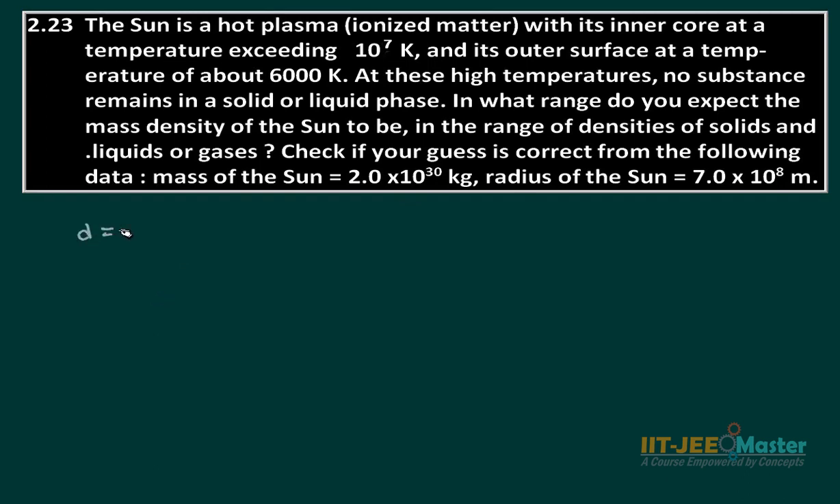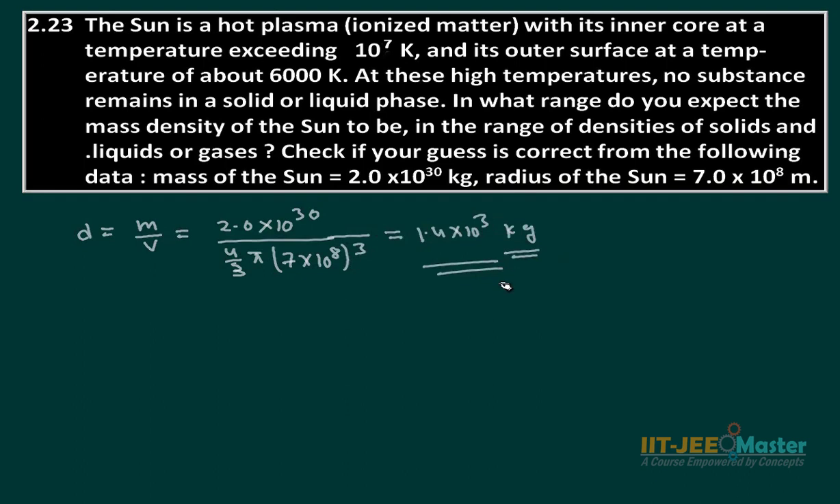So let us calculate the density. Density is mass by volume. Mass of the Sun is given as 2.0 × 10^30 kg divided by volume, which is 4/3 π × (7 × 10^8)^3, that is r cubed. The answer will be about 1.4 × 10^3 kg per cubic meter, which is the density of liquids and solids.